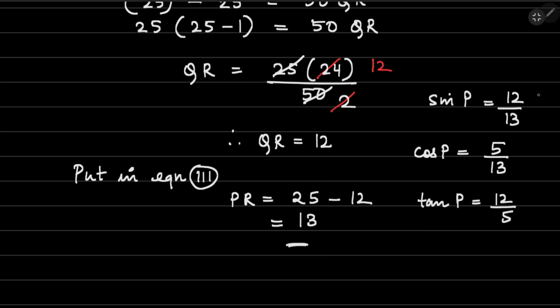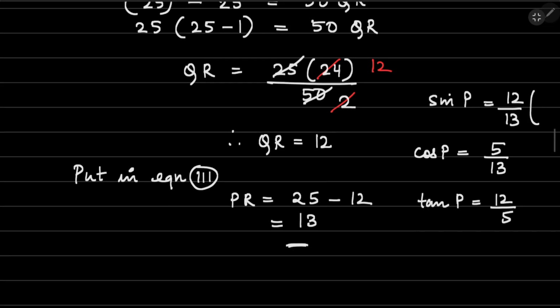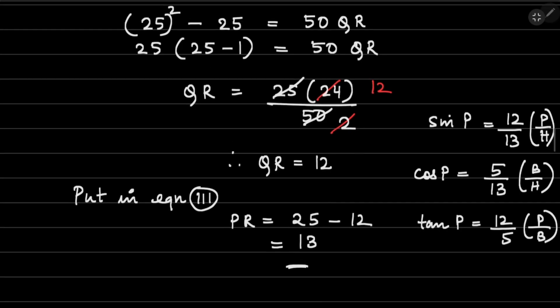If you want, you can even write in the bracket: this is perpendicular by hypotenuse, this is base by hypotenuse, this is perpendicular by base. You can even write this for your reference. So these are your 3 answers. Once you get all the 3 sides, you'll be able to calculate all of the trigonometric ratios.